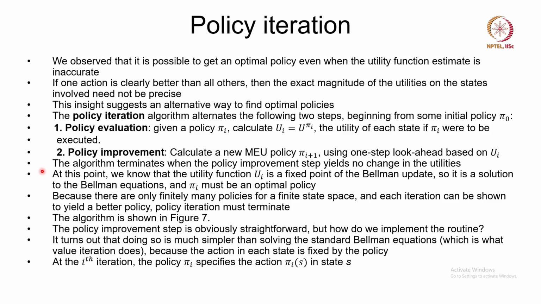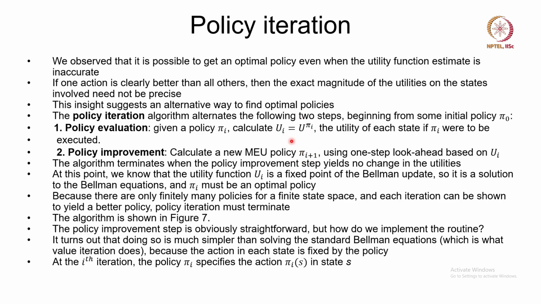You can also use what is called the policy iteration. So here what do you do? The policy iteration algorithm has these two steps. Given a policy pi i, calculate u i, that is u of pi i basically, the utility of each state if pi i were to be executed. Then you do the second step, which is called the policy improvement. Calculate a new policy pi i plus 1 using one step look ahead based on u i. Okay, and then you keep doing these two.